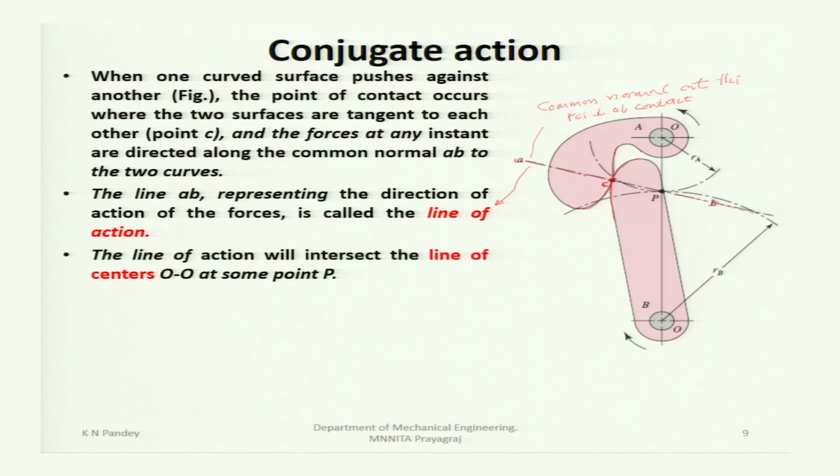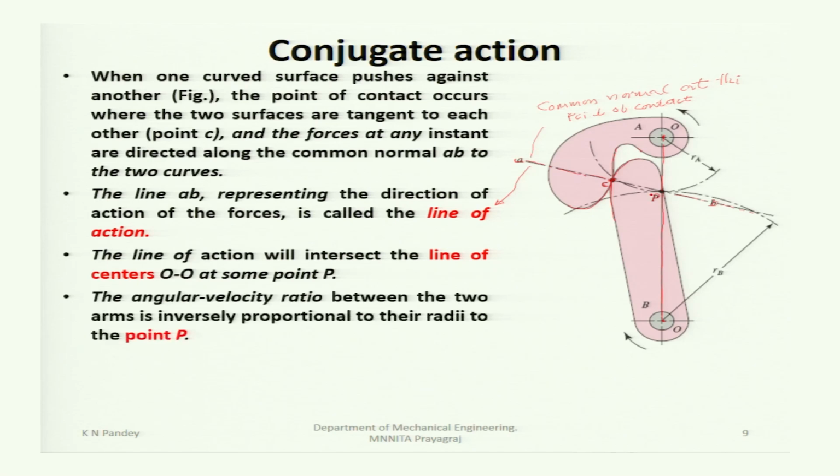The line of action will intersect the line of centers. This is the body A and it is rotating about this point O, and this is body B which is rotating about this point O. Then the line of centers is this one, OO is the line of centers. Now, this line of action is intersecting the line of centers at point P, this point P.